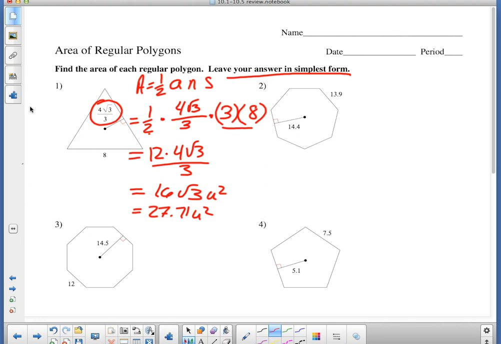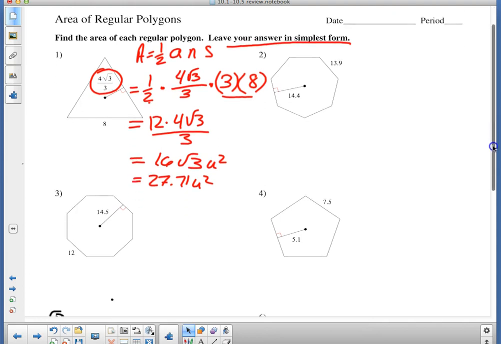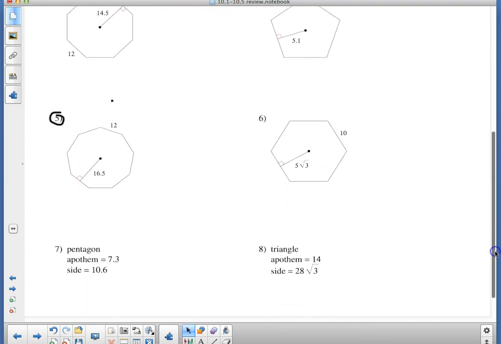Yep, I'm happy with that. Now, here's the next one that we're going to do on this page. We're going to go to problem 5. Okay, so these are regular polygons. I get to use 1/2 ANS. And remember what they are.